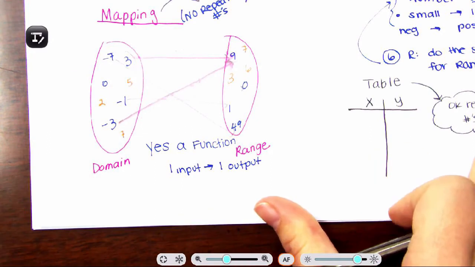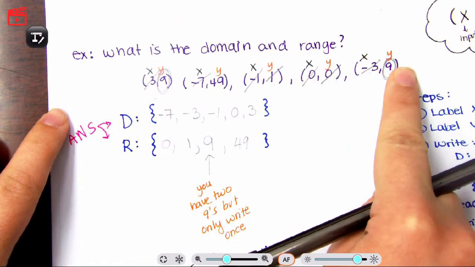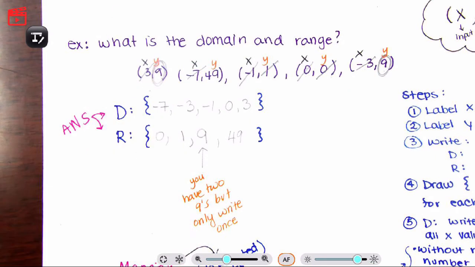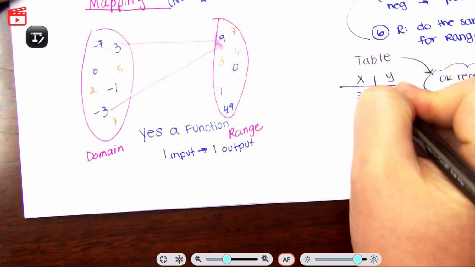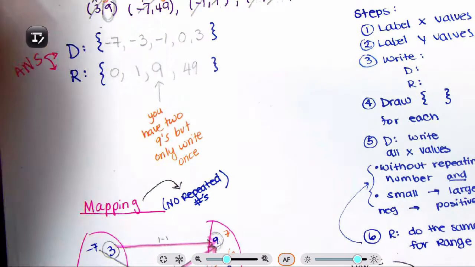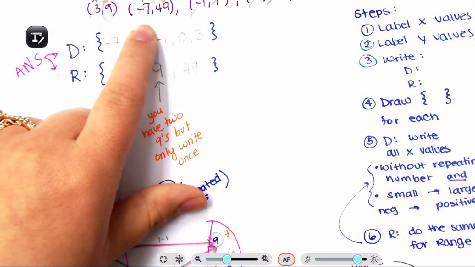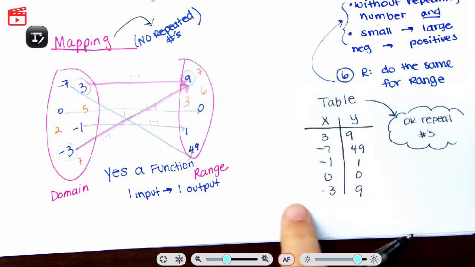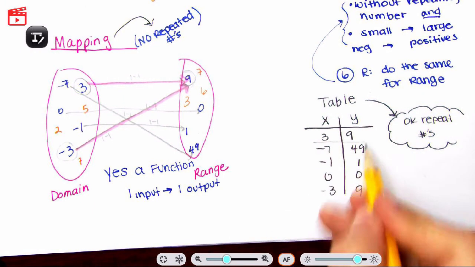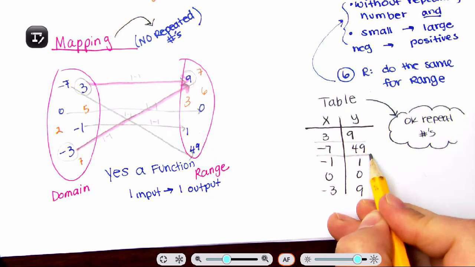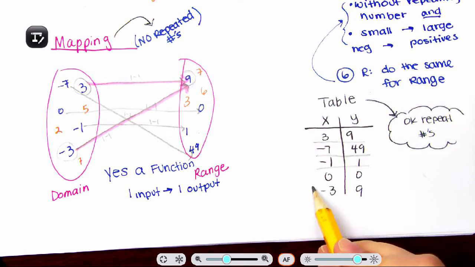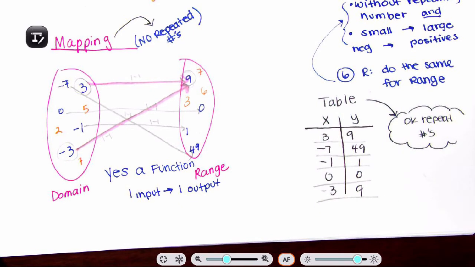But for a table, we can repeat. And what's cool about the table is you take these points right here and you just copy and paste. So I have 3, 9. I'm going to write 3, 9. What do I have? Negative 7, 49. I have negative 1, 1, 0, 0, negative 3, 9. I'm literally just copying this down and writing it in my table. And that's it. So when we look at the table, we know that 3 and 9 have a relationship. Negative 7 and 49 have a relationship. Negative 1 and 1 have a relationship. 0 and 0 have a relationship. And negative 3 and 9 have a relationship.